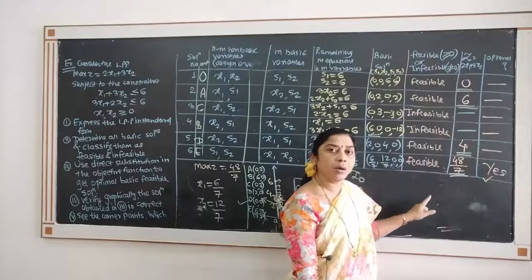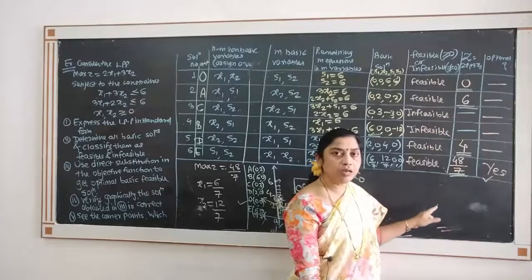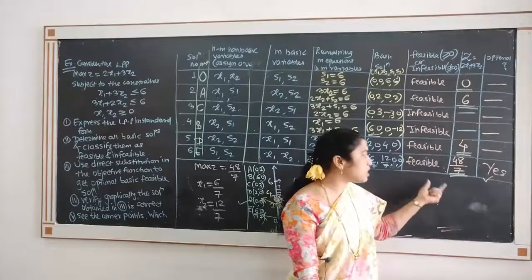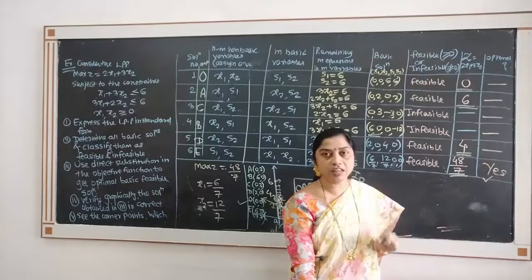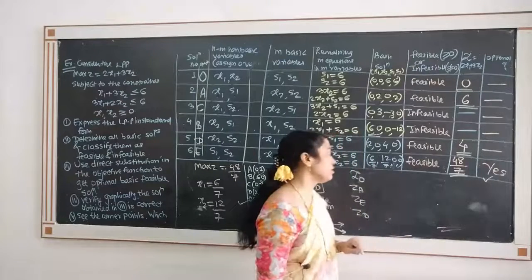So we verified by both methods, that is the algebraic method and the graphical method, that maximum Z is equal to 48 by 7 at the point x1 equal to 6 by 7 and x2 equal to 12 by 7.